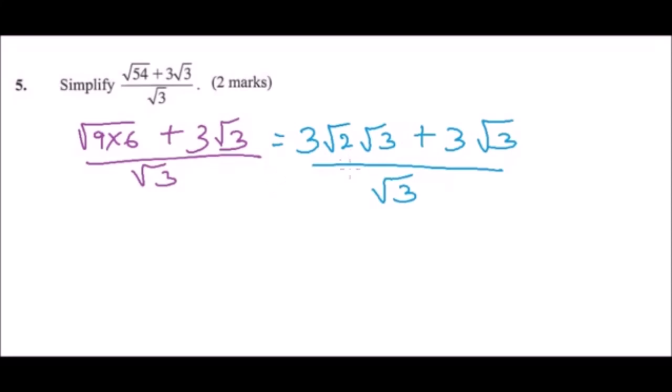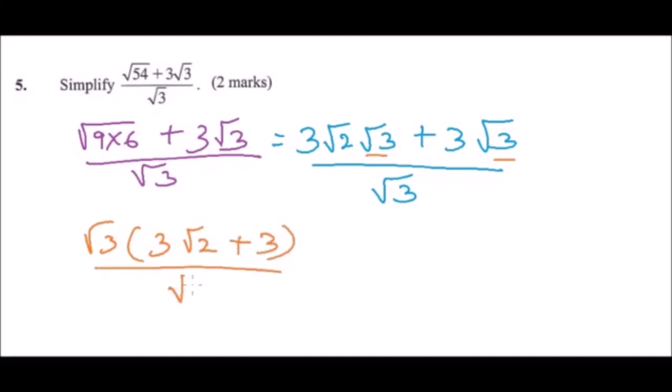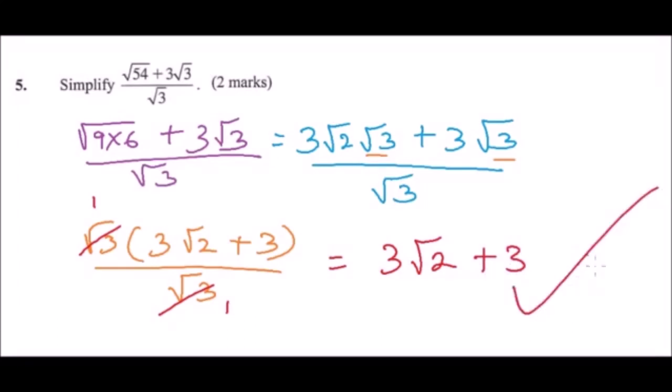From there, we can factor out root 3 here. So we will have root 3 outside, and here we'll be left with 3 root 2 plus 3, divided by the root of 3. Then we can now cancel. Root 3 divided by root 3 is 1. So this gives us 3 root 2 plus 3. And that is the simplest form we can leave that expression.